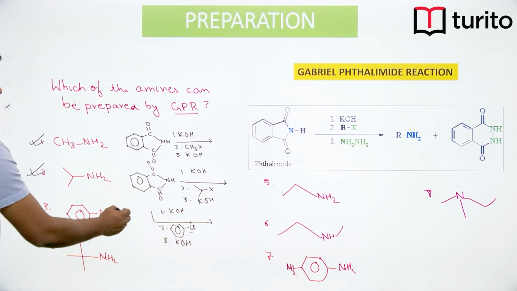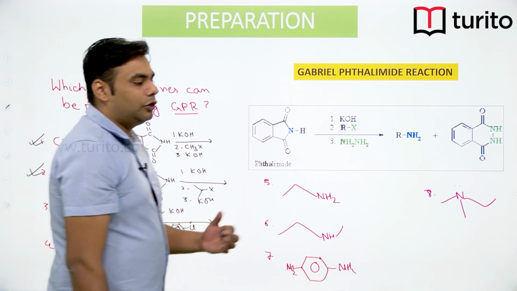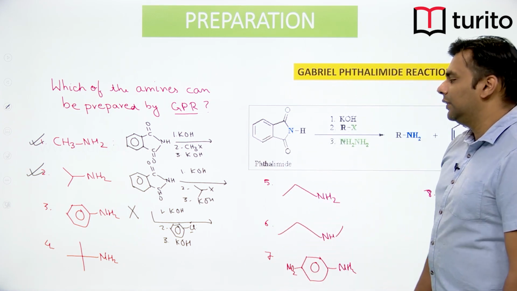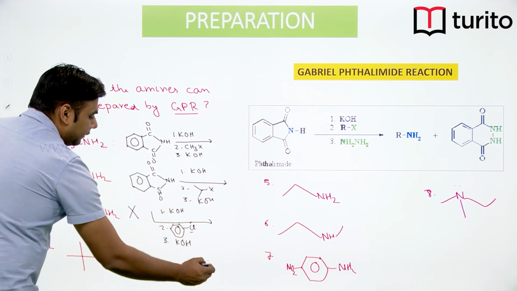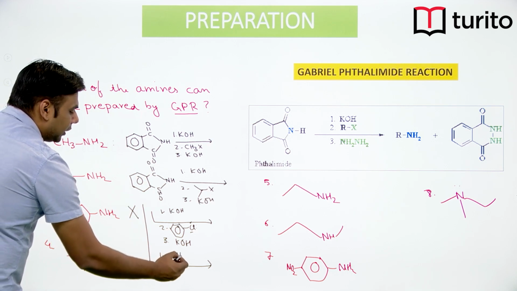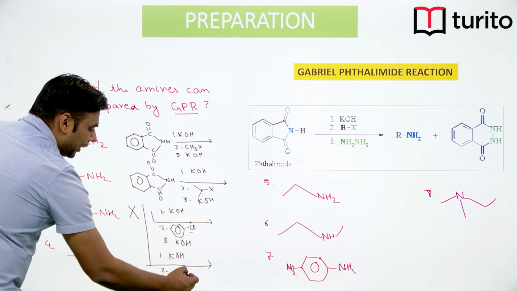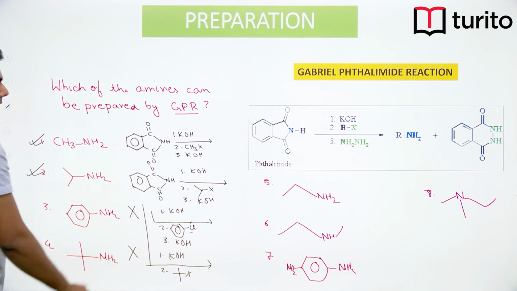So this cannot be prepared. Even though it is a 1 degree amine, it cannot be prepared because in general halobenzenes do not undergo substitution reaction. Now let us look at this. This nitrogen is 3 degree, but when we try to do a Gabriel phthalimide reaction, in the first step we add KOH, and this nitrogen would obviously be coming from the ring. In the second step we have to add this 3 degree alkyl halide. Now we know that a 3 degree alkyl halide also does not undergo substitution reaction, so this cannot be prepared either.